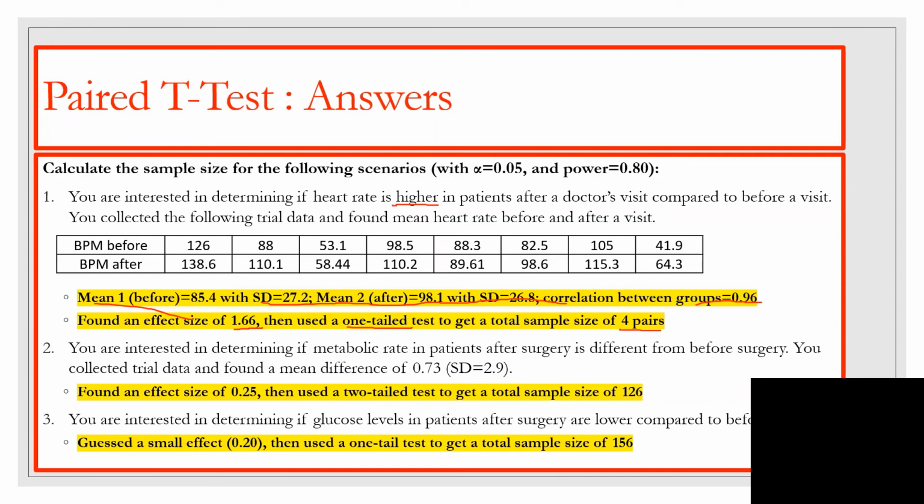For the second, for metabolic rate in patients, what we're given is actually a mean difference with a standard deviation, so we can use that mean differences calculation to get an effect size of 0.25, and two-tailed, because we're asking about difference, a sample size of 126. For the third, we're given no information, so I guess a small effect and a one-tailed test, because it's lower, to get a sample size of 156.